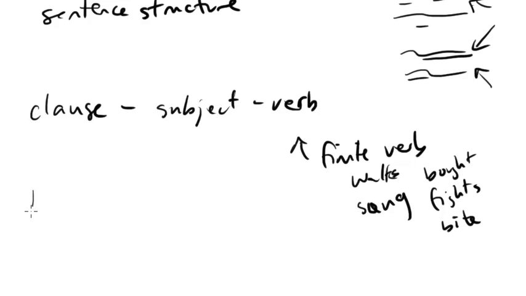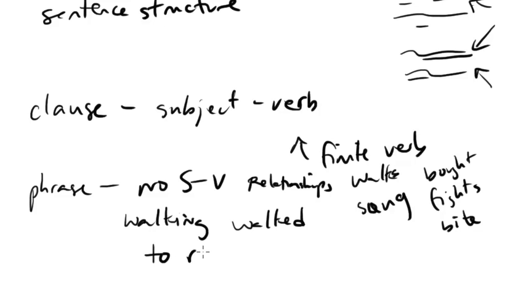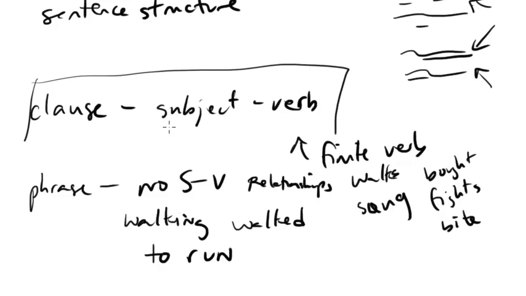That's a clause. A phrase, on the other hand, does not. So no subject-verb relationship. This could contain a participle or a gerund, something with an -ing, so walking, or the past participle walked. It can contain an infinitive, like to run. We'll talk more about infinitives, gerunds, and participles later, but the point is that a clause contains a subject-verb relationship, a phrase does not. And for our purposes, we're going to focus mostly on clauses, because the errors are going to occur mostly with clauses.